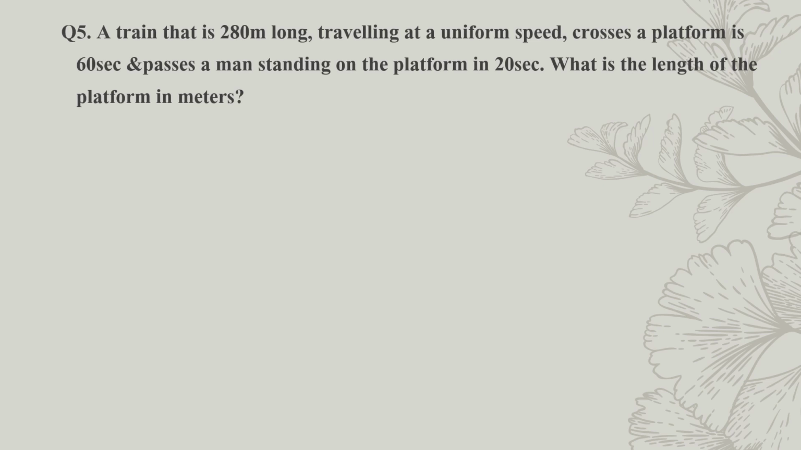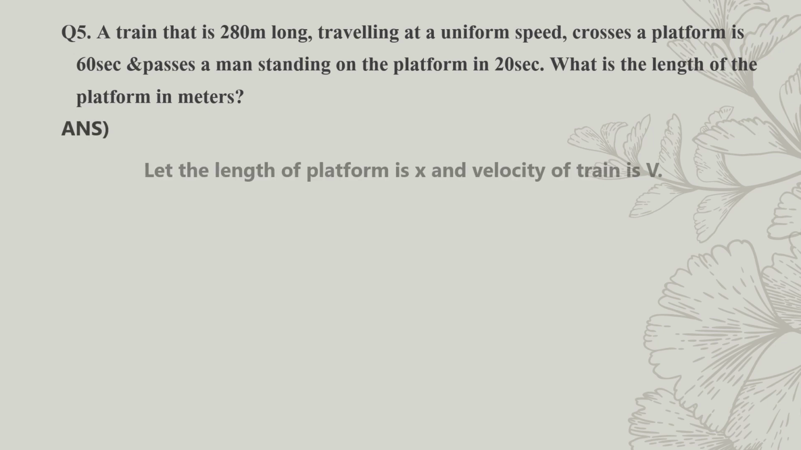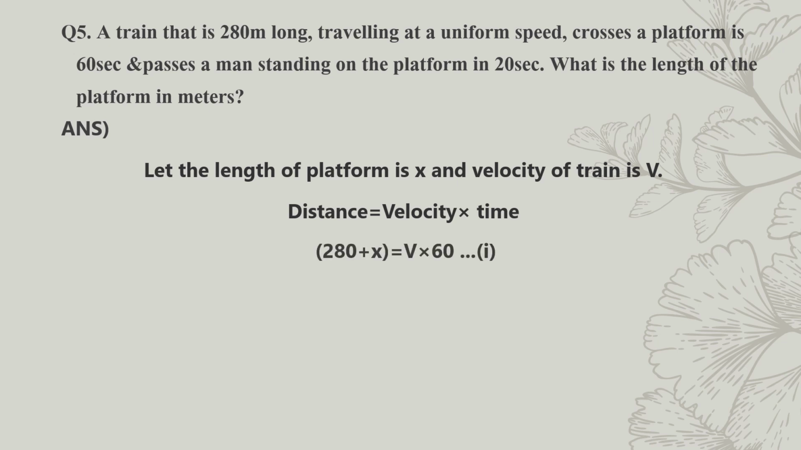So moving on to the next question. A train that is 280 meters long, traveling at a uniform speed, crosses a platform in 60 seconds and passes a man standing on the platform in 20 seconds. What is the length of the platform in meters? So we need to find the length of the platform. The platform length is taken as x and the velocity of the train is taken as v. Distance is equal to velocity into time, as we know, so we are taking two equations for distance.